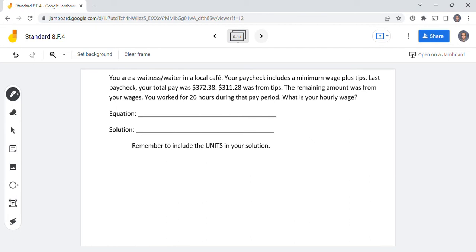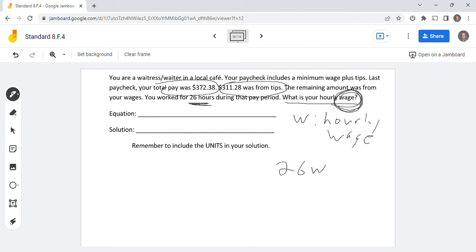Next, we're trying to take a look at wages. So it says, what is your hourly wage? All right, we know our total pay. We know our pay from tips. And the remaining amount was from your wages. Cool. So there were 26 total hours. If we take that 26 and multiply it by our wage, then we get the amount of money that we make from our hourly pay. All right, so we're going to have our hourly pay, which would be 26 times W, I'm going to call it. Let's label W. W is our hourly wage.